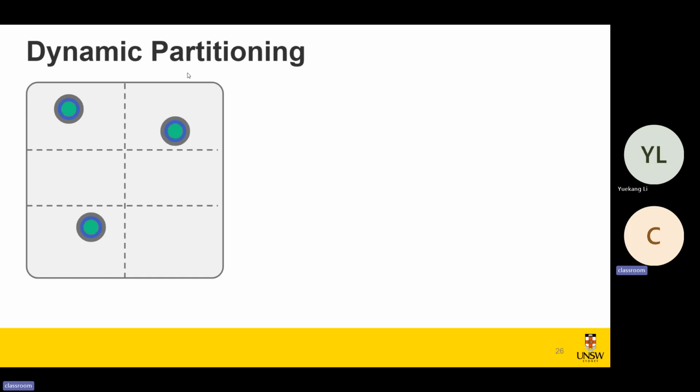Another idea on top of this exclusion zone is called dynamic partitioning. What we do is break the input space into different regions, and then we choose a test from the largest unexplored region. So for example, now we have three different regions.